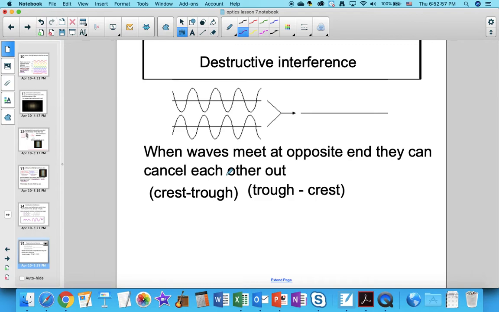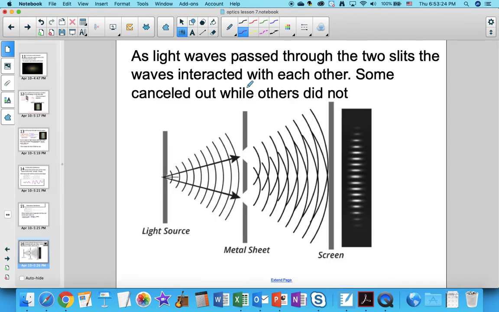Destructive interference is when waves meet each other at opposite ends, crest to trough, right? This is the trough, this is the crest. Crest, trough, crest, trough, crest, trough. And so this high point gets knocked out by this low point. And so they cancel out and you end up with destructive interference because it's destroying the wave. And so you end up with this scenario.